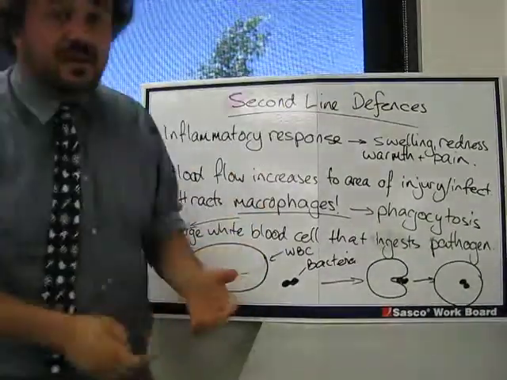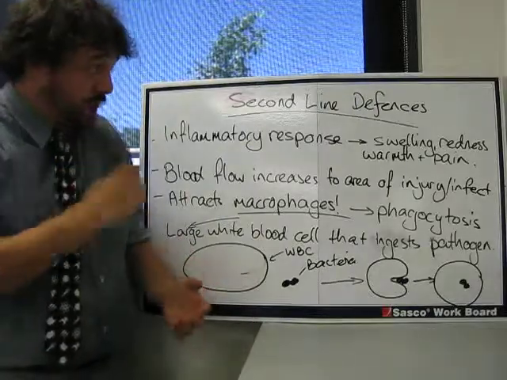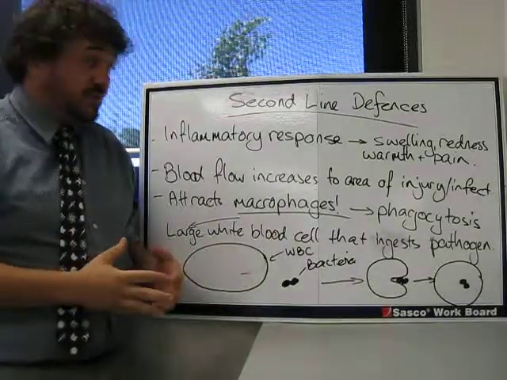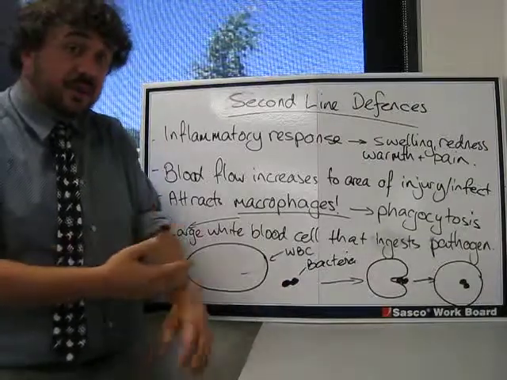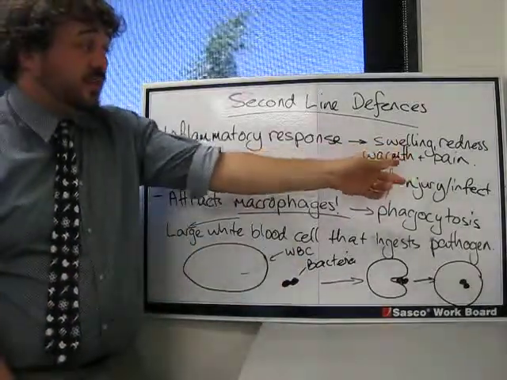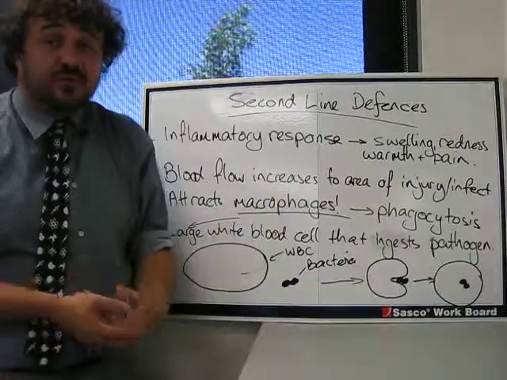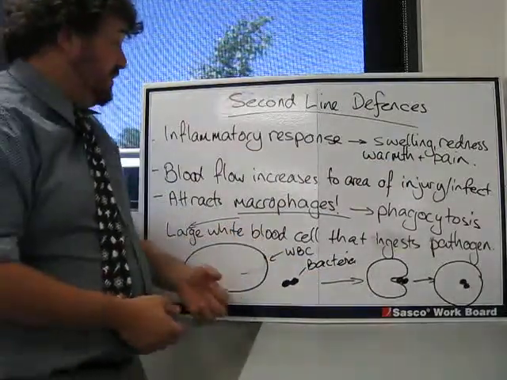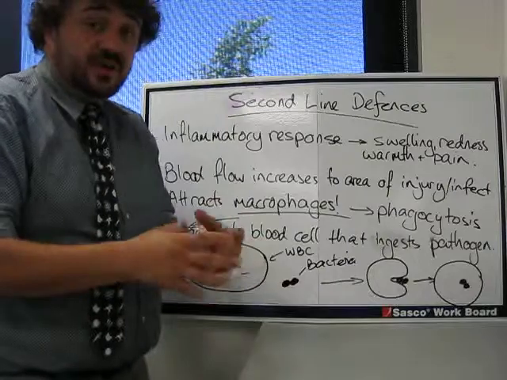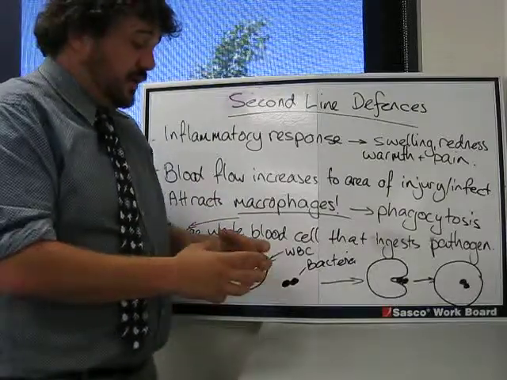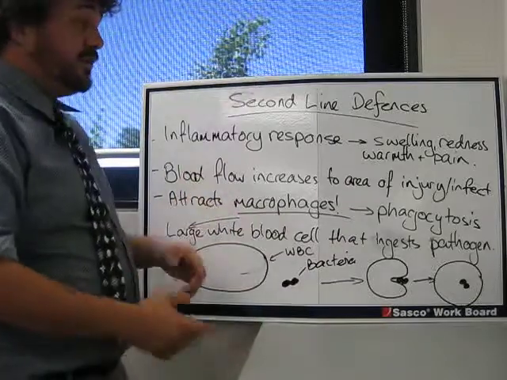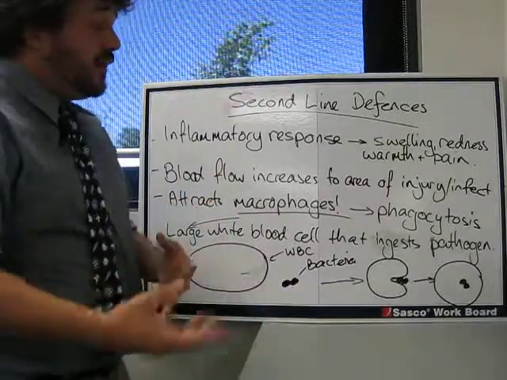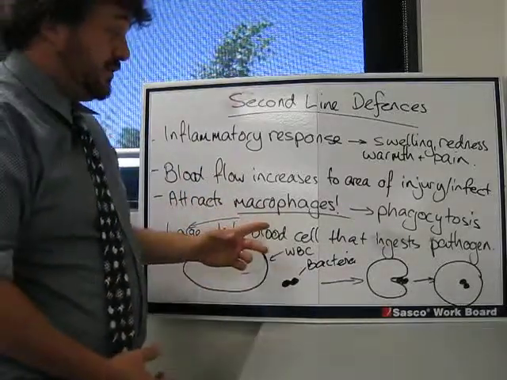Alright, second line of defense. Generally, we call this the inflammatory response, and you'll see it when you injure yourself or cut yourself. You'll have swelling, redness, warmth, and pain. This happens with most injuries, and what is happening is when the cells break, a signal is released, and this tells the body to increase blood flow to the area, which of course brings the macrophages.